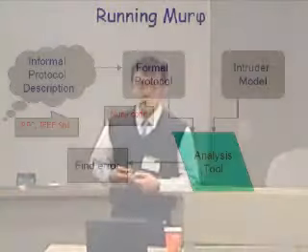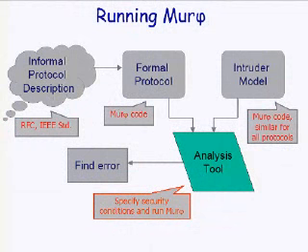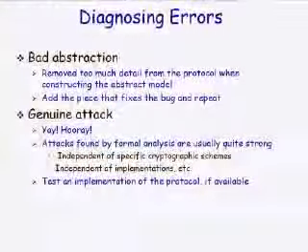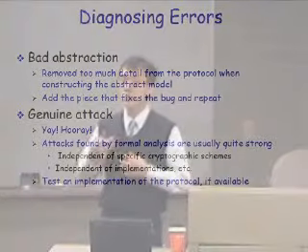Here is a figure to show how we do these things. First, we have the informal protocol description. This could be an RFC, an IEEE standard, and so on. Then we will write Murphi code to build up the formal protocol. Of course, this code should be different for every protocol. Then we will write the Murphi code for the intruder. The code for the intruder could be similar for every protocol, since the intruder will have similar capabilities.